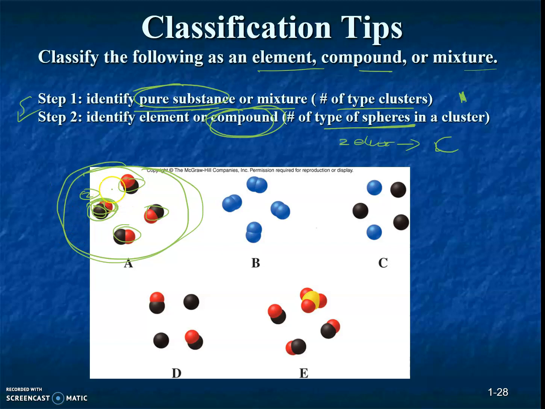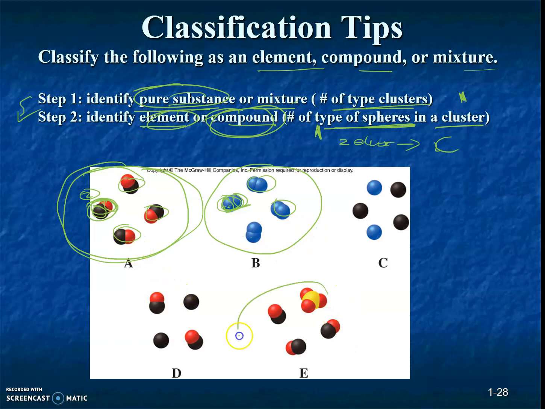Okay? And an example of this one, pure substance or mixture. Let's check how many types of clusters. I only have one type of cluster. They are exactly the same, 2 blue spheres. Okay, pure substance. Then we'll know element or compound. For each of the clusters, I only have 2 blue spheres. They are exactly the same. So I only have one type of sphere in each cluster. So I'm an element.